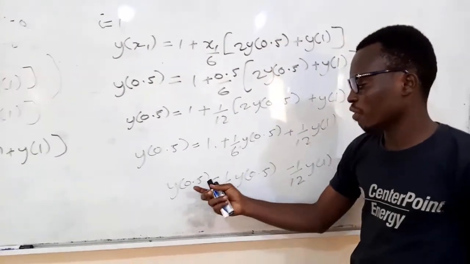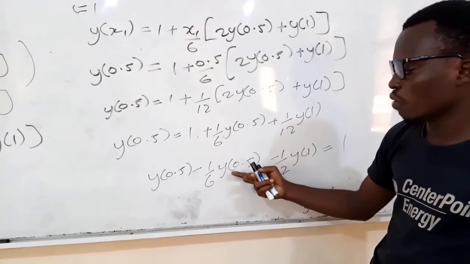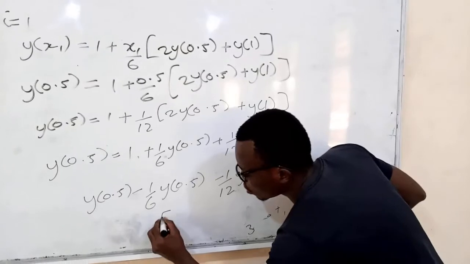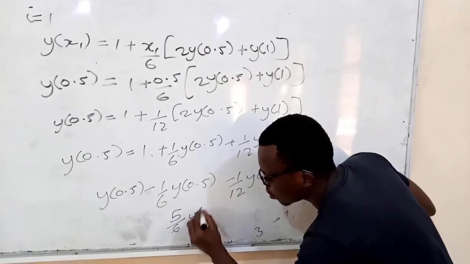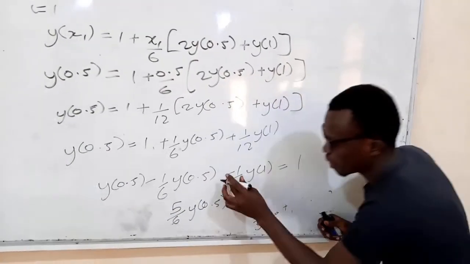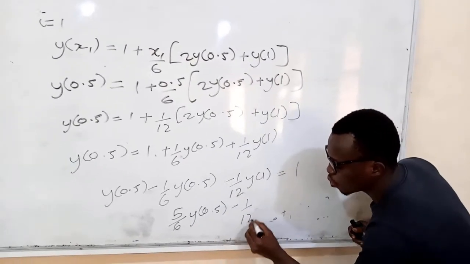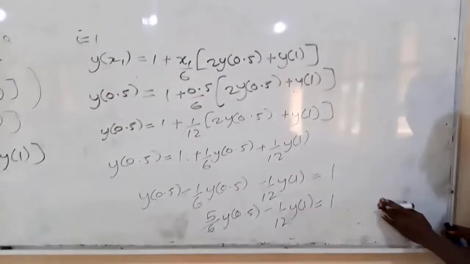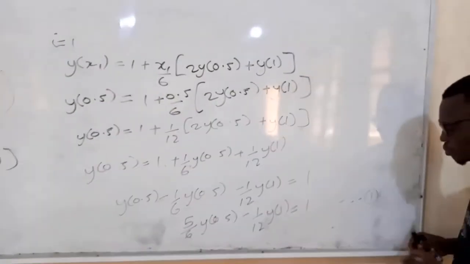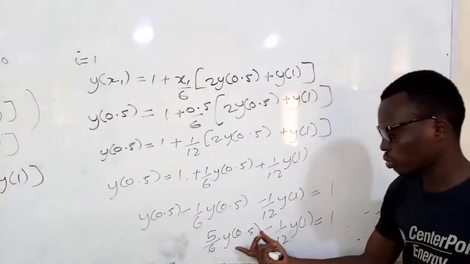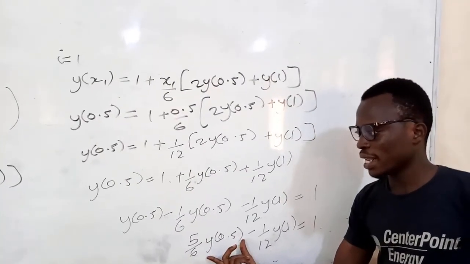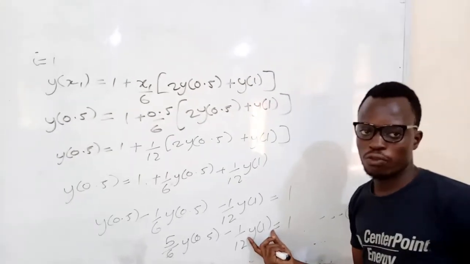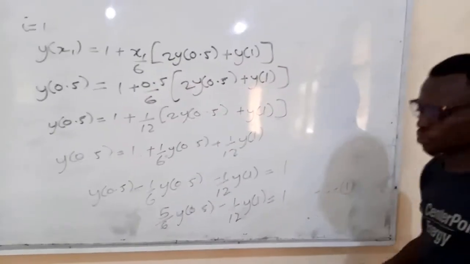And y of 0.5 minus 1 out of 6 y of 0.5 is the same as 5 out of 6 y of 0.5, and minus 1 out of 12 y1, equal to 1. Let's take here as our equation 1. We need to solve for these unknowns, y of 0.5, the solution estimate at 0.5, and y of 1, the solution estimate at 1.